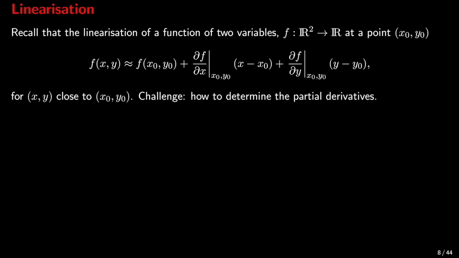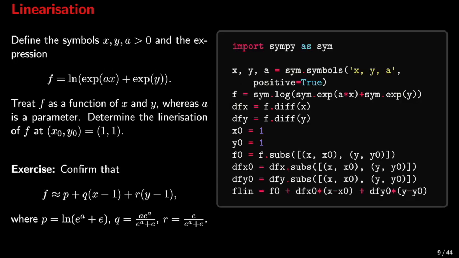As an application, we can determine the linearization of a function of several variables, two or more variables. By Taylor's approximation theorem, the linearization of a function of two variables is given by this formula, and the main challenge consists in determining these partial derivatives. For example, take this function, f, which is a function of x and y. A is a constant parameter.